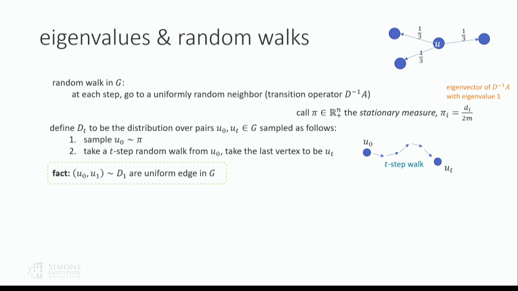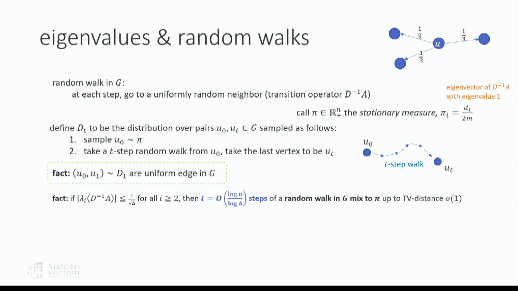A fact is that if I take a pair of vertices sampled according to d1, this is like a uniformly random edge in the graph, because I'm picking a vertex according to the stationary measure and then jumping to one of its neighbors. This is a uniform edge in the graph. So this is just basically a calculation. Another fact, which is a little bit less trivial but also not very difficult, is that if I take t to be something like log n over log delta, then u0 and ut are going to be close to a uniformly random pair of vertices in the graph.